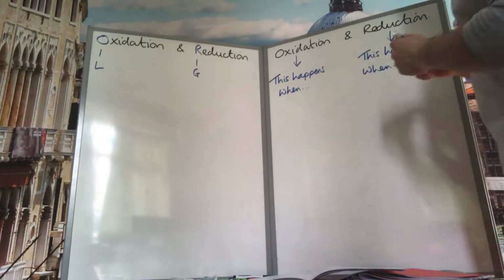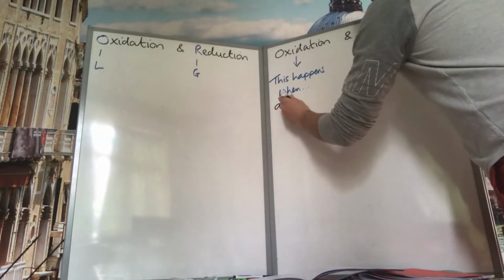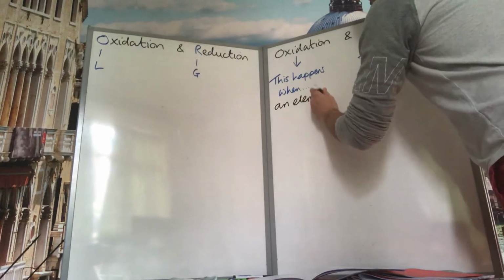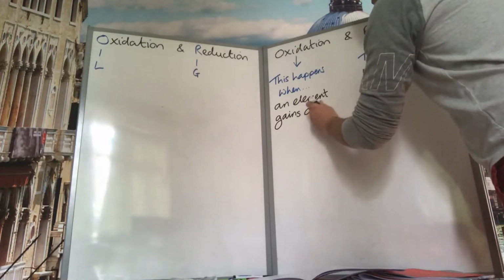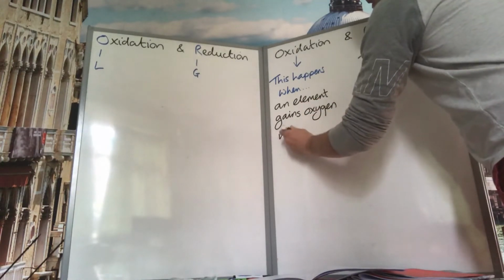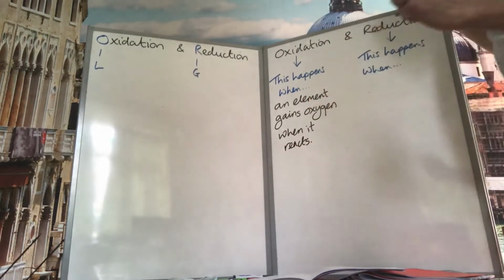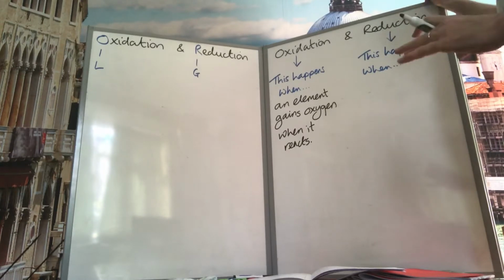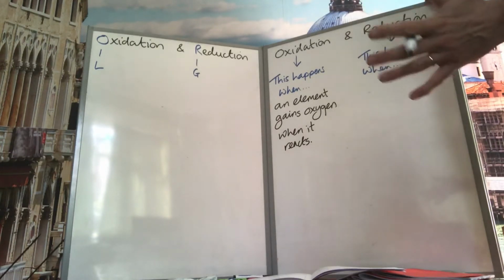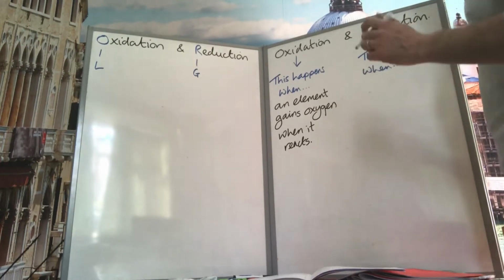So oxidation happens when an element gains oxygen when it reacts. That's all you need to know, and you need to be able to identify what's been oxidized and what's been reduced in a given reaction. So in the exam they'll give you an example of a reaction, they'll show you the equation, and you've got to identify what's been oxidized, what's been reduced. And I'll show you that in a minute.